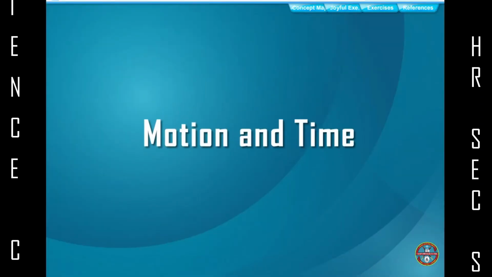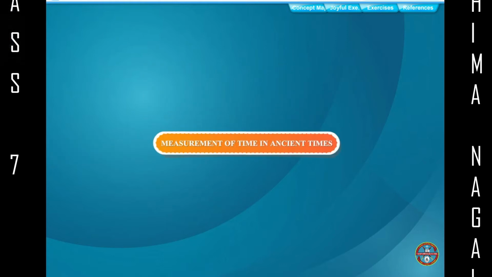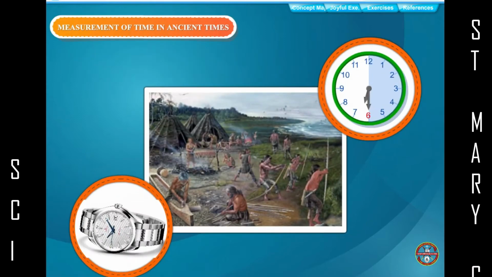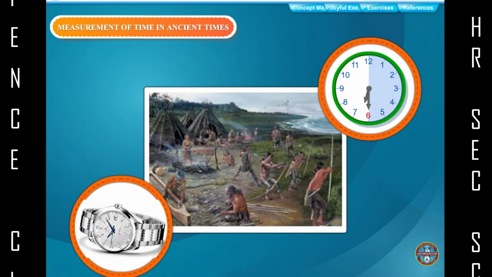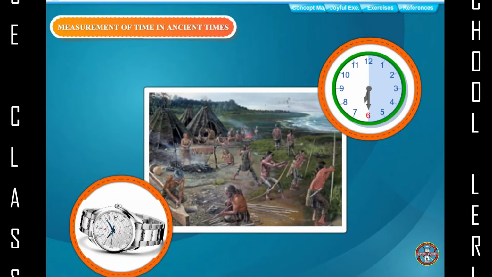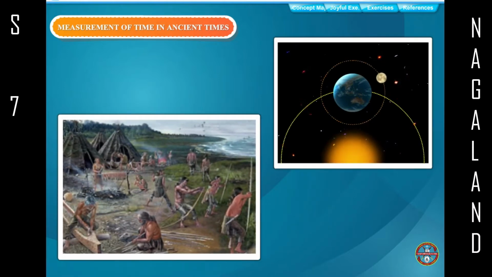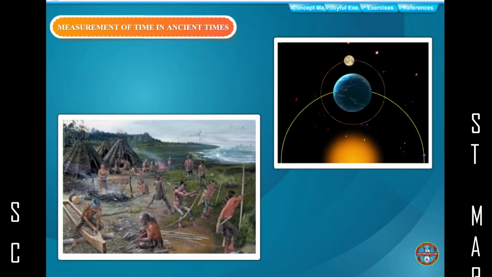Chapter 13. Motion and Time. Measurement of time in ancient times. Long, long ago, people did not have clocks or watches for measuring time. But people had realized the importance of time. Our ancestors used some natural events which repeated regularly after definite intervals of time to measure time.